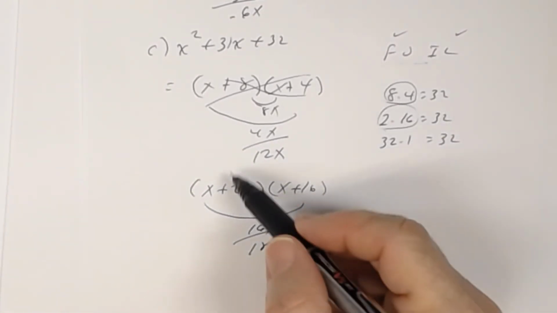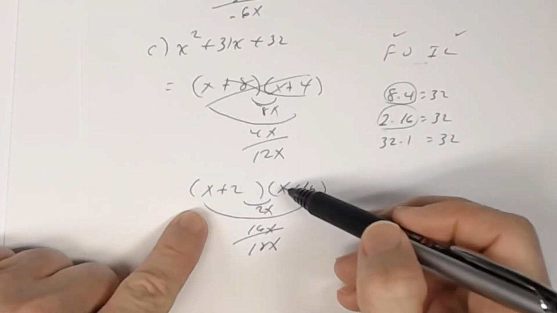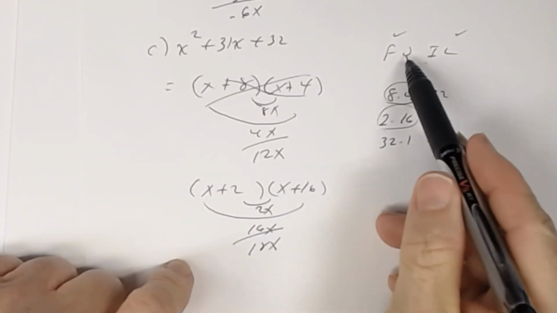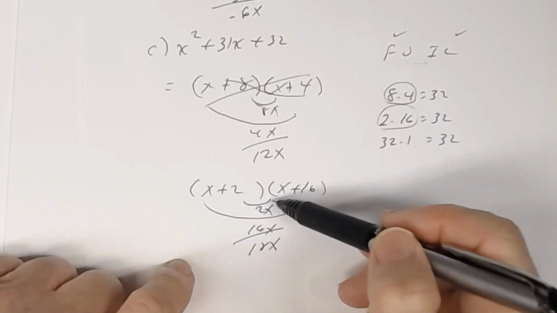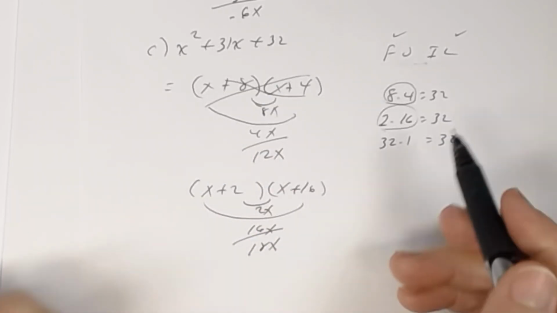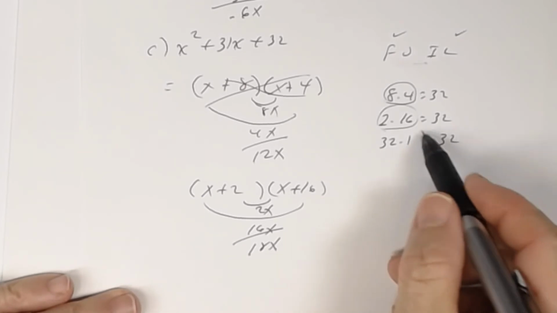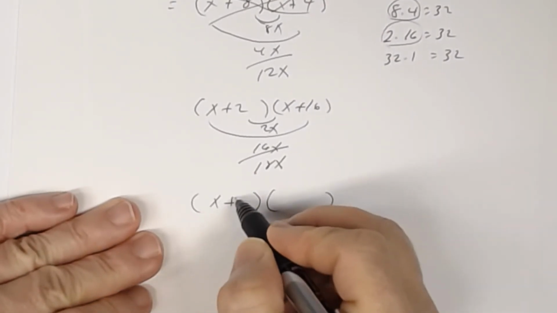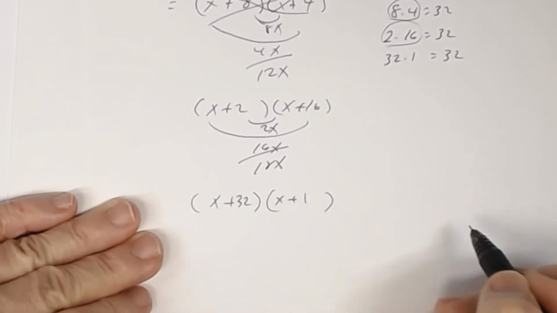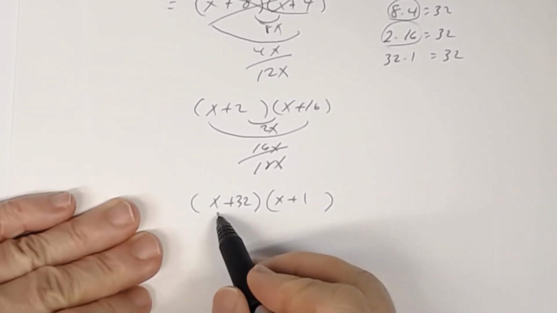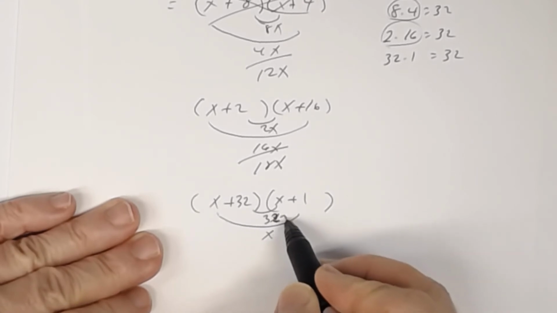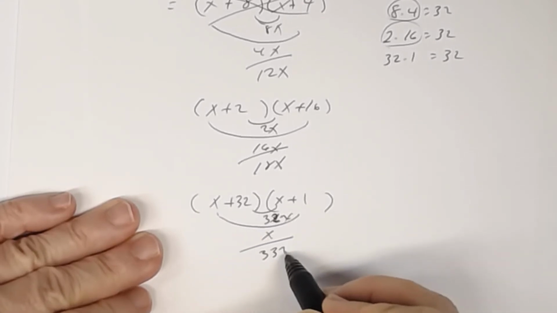And keep in mind, the first and the last are still good because x times x is x squared, 2 times 16 is 32. The only thing you have to worry about is the outer and the inner. The outer and the inner have to give you that middle term. And then you may say, well, let's try 32 and 1. So I get x plus 32, x plus 1. But it doesn't work out because, look, the outer is x, the inner is 32x, and when I add them up, I get 33x, which is not what you wanted.